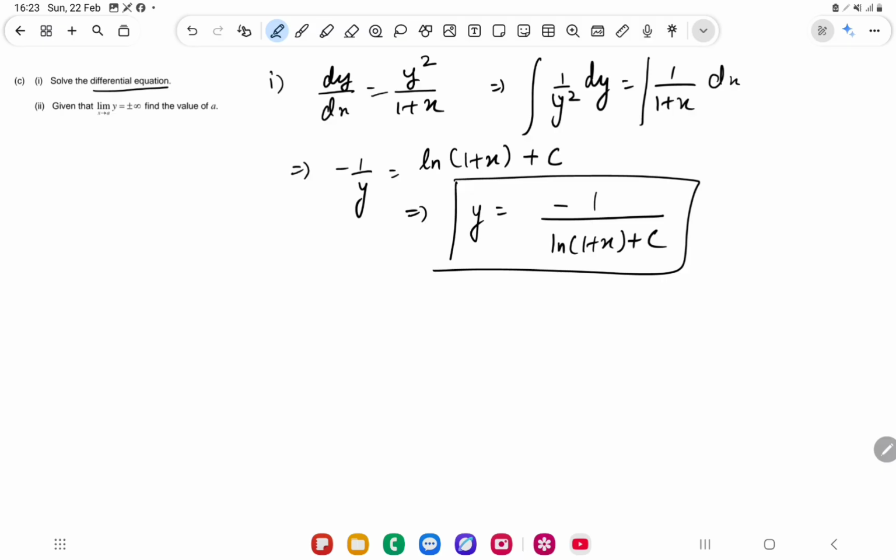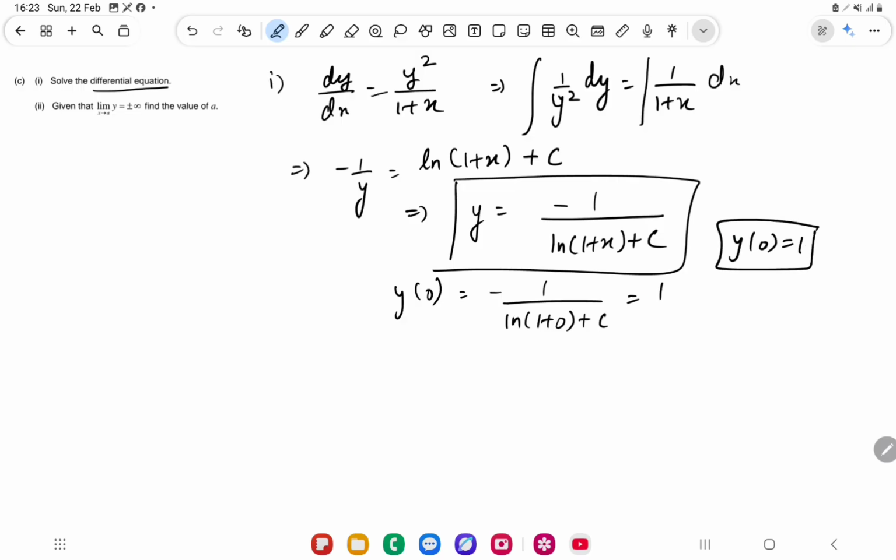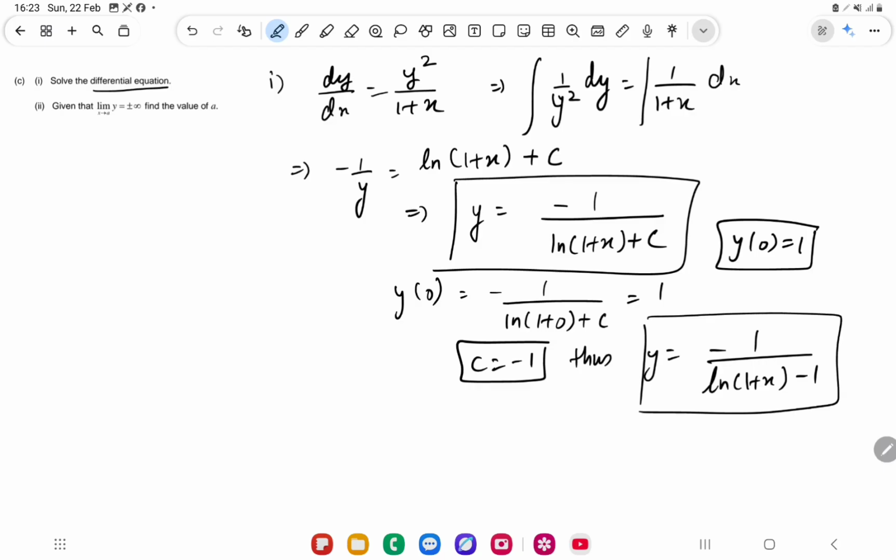Now I have to find the c value. For the c value, I have to use y(0), which is minus 1 upon (ln of 1 plus 0, plus c), which was given to me as 1. In the earlier part, if you see, y(0) is equal to 1 was given. So c is coming as minus 1. Thus, I can write my solution as y equals minus 1 upon (ln of 1 plus x, minus 1), which is my complete solution to the differential equation.